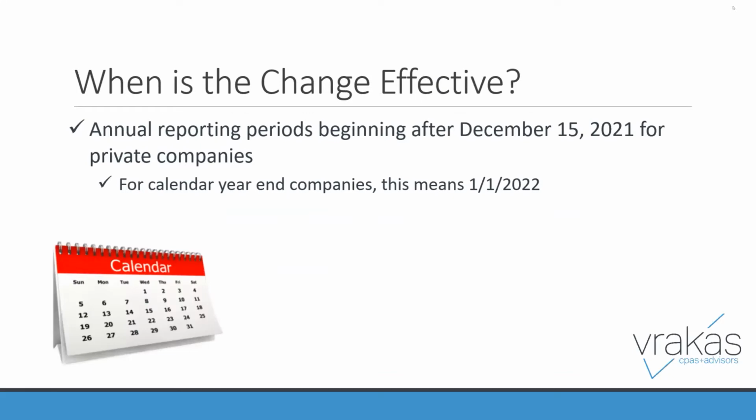When is the change effective? Finally, after all this talk and all this different going back and forth on the standard, the lease standard is effective for public companies for fiscal years beginning after December 15th, 2021. So essentially for a calendar year end company, that's going to be January 1st, 2022, which is right around the corner.